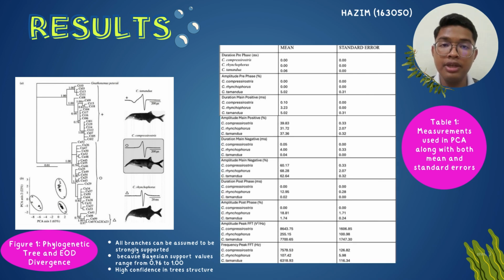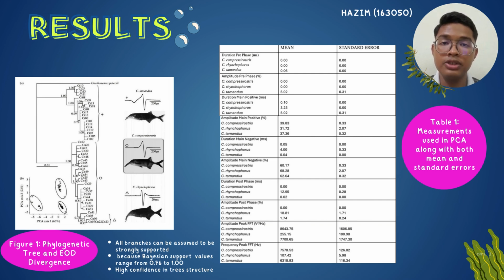In the phylogenetic tree, the length of branches represents the number of changes in characteristics. All branches can be assumed to be strongly supported because Bayesian support values range from 0.76 to 1.0, indicating high confidence in the tree structure.